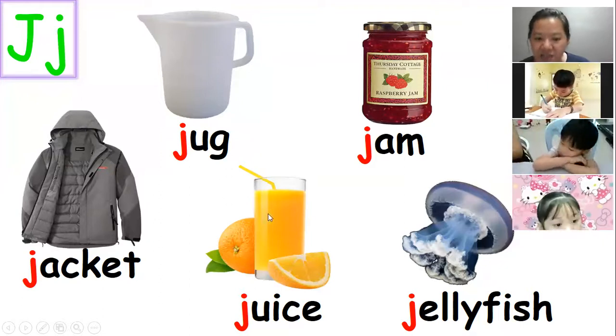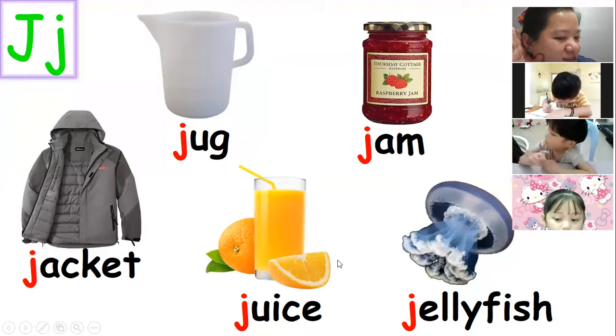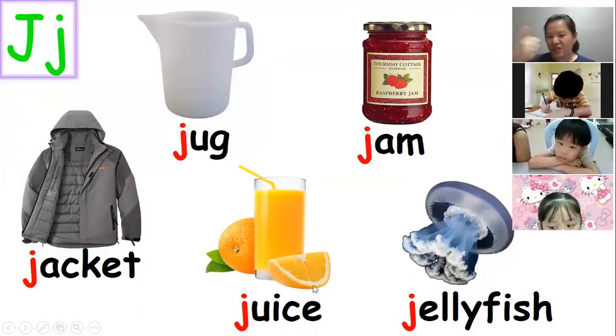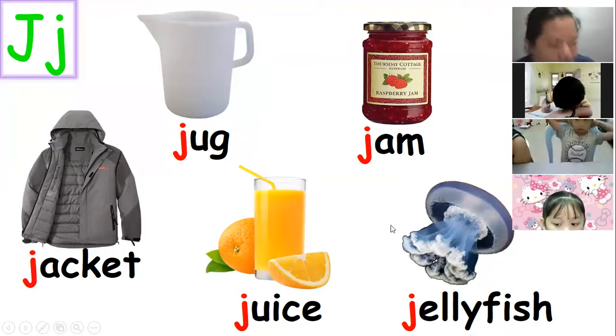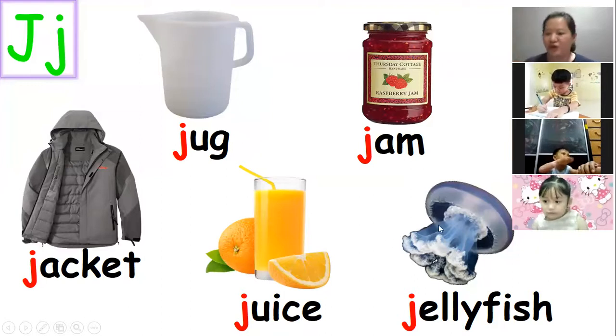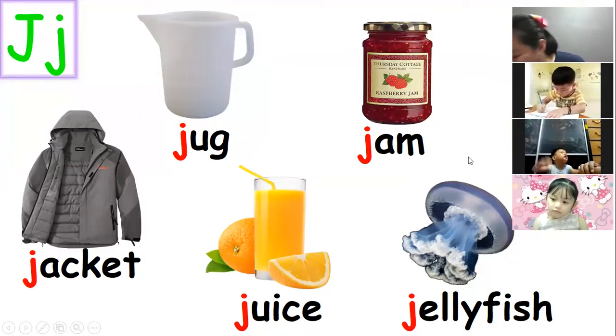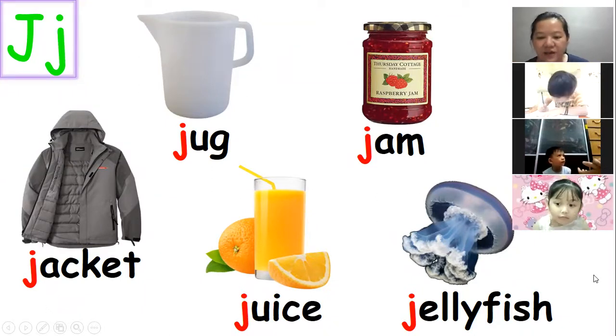Now next, this is J, J, juice. J, J, juice. Yes. And the last one is J, J, jellyfish. J, J, jellyfish. Oh, very good. Wow, very good. Okay, so these are the words that start with J.